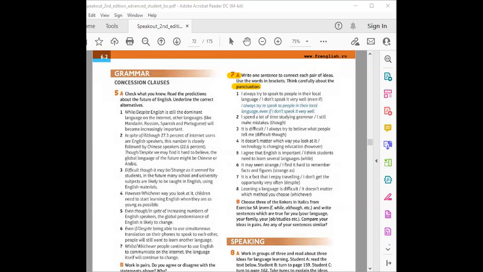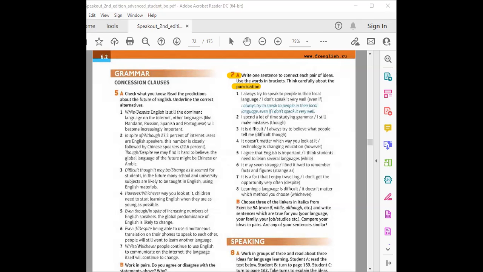Next one, Tasneem, do it please. Number 4. It doesn't matter which way you look at it, technology is changing education. However you look at it, technology is changing education. Is that true? However you look at it, technology is changing education, correct.